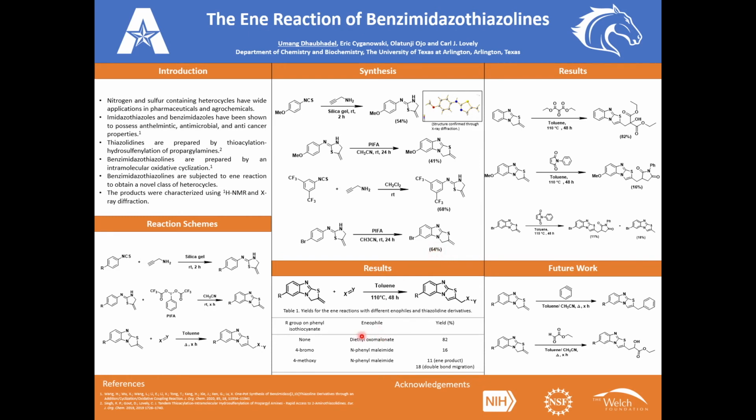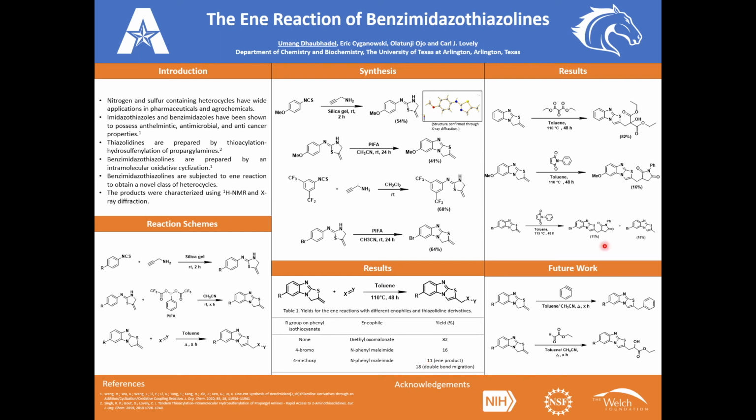Ene reactions were done with diethyl oxomalonate and N-phenylmaleimide. So far, the optimal temperature has been found to be around 110 degrees Celsius, and the optimal time has been around 48 hours. The yield for diethyl oxomalonate was 82%, while the two derivatives that used the N-phenylmaleimide as the enophile had low yields of around 16% and 11%. We are still in the process of optimizing this reaction.